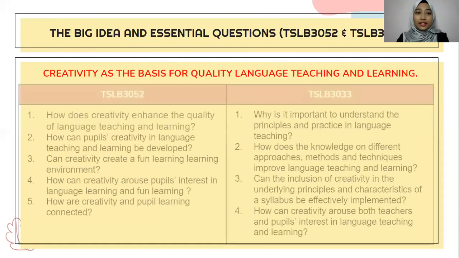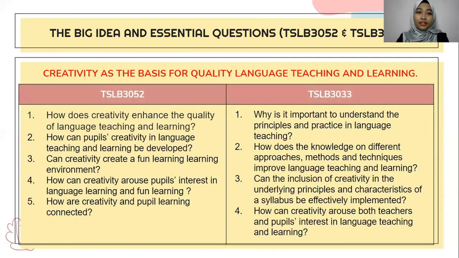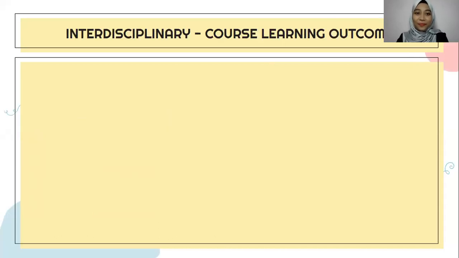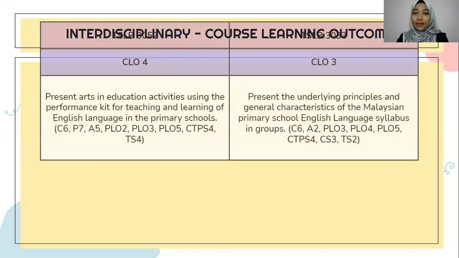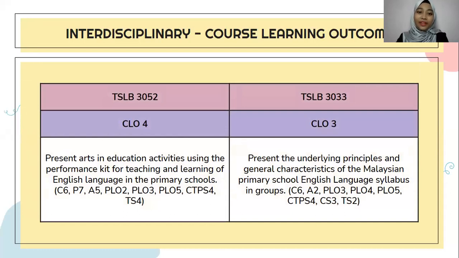Okay, this is the clear version of the essential questions. Both TSLB 3052 and TSLB 3033 are actually focusing on creativity, but creativity in TSLB 3033 is more focused on the context of principles and practice in English language teaching. Next is the course learning outcome.